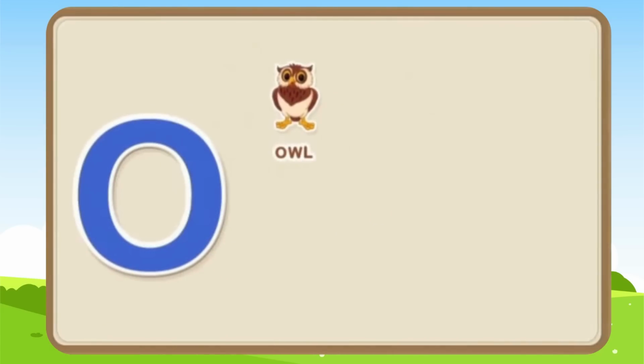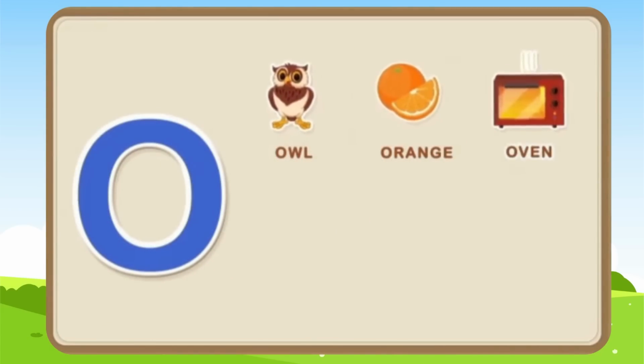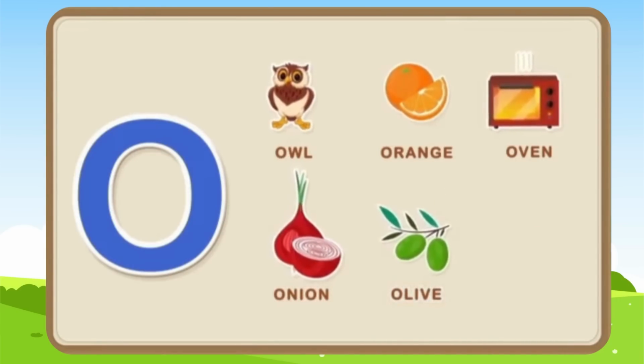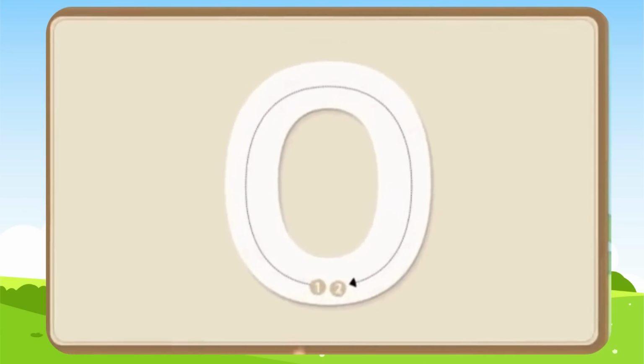O. O is for owl, orange, oven, onion, olive, octopus. Now, let's learn how to trace the letter.